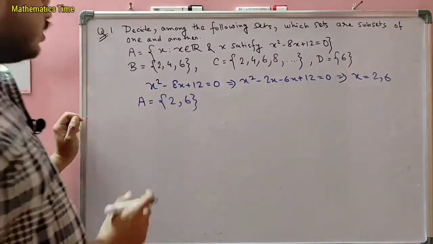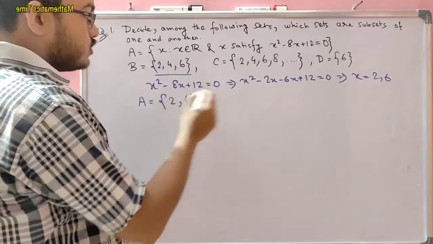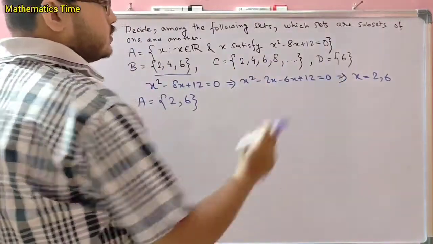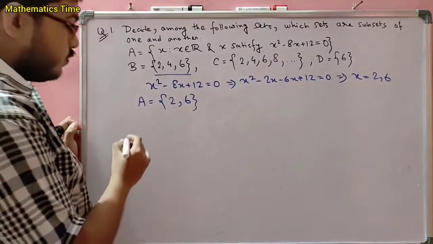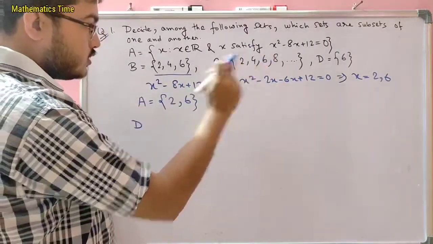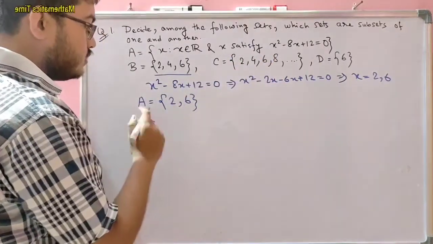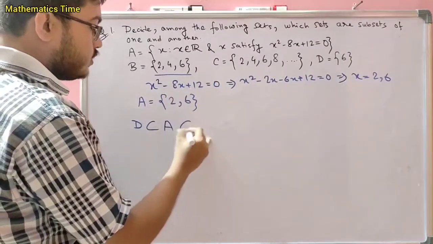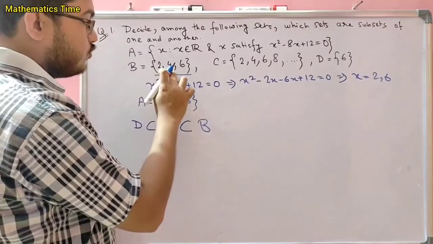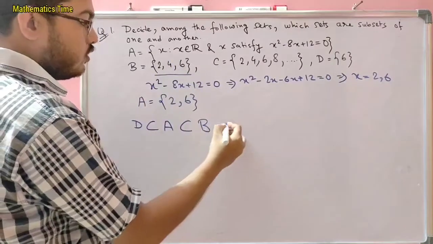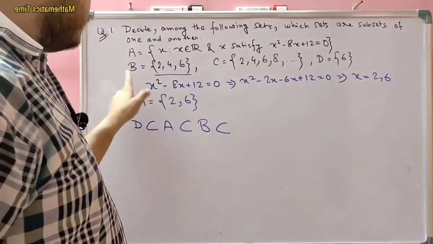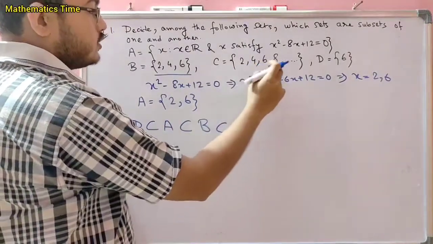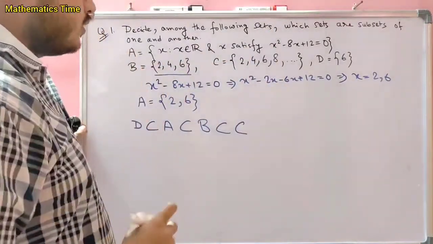Here, given B is {2, 4, 6}, C is the set of all even natural numbers, and D is {6}. So what we can say is D, the smallest set containing only the element 6, is a subset of A. A contains 2 and 6, which is a subset of B. B contains 2, 4, 6, with 4 as the extra element. B is also a subset of C. Why? It contains 2, 4, 6 and all other even natural numbers.